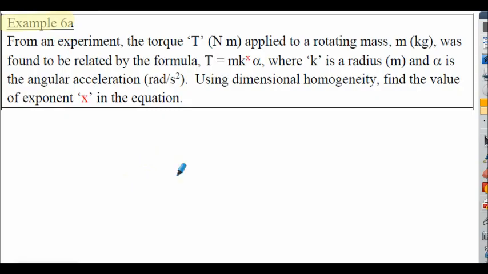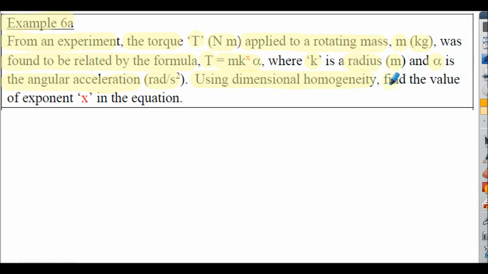The solution to example 6a is quite similar to that from example 5a. So from an experiment, the torque, capital T, in Newton meters, applied to a rotating mass, m in kilograms, was found to be related by the formula of T is equal to mk to the power of x multiplied by alpha, where k is termed the radius, having the unit of the meter, and alpha is the angular acceleration in radians per second squared. So using dimensional homogeneity, we've got to find the value of the exponent x in the above stated equation.